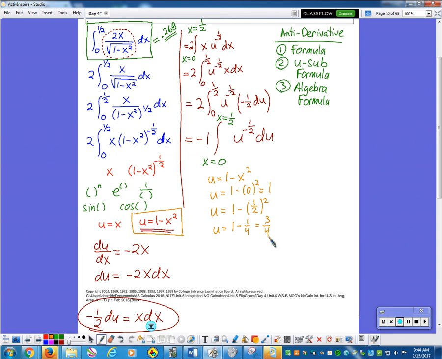Now you have to replace the equivalent limits. So say it out loud, please. When x is equal to 0, u is equal to 1. So when I write the new integral down here, this is going to equal, there's still the negative 1 out front, the integral, when x was equal to 0, u is now equal to 1. So this is u equal 1. When x is equal to 1/2, u is equal to 3/4. And I still have u to the negative 1/2 power du.